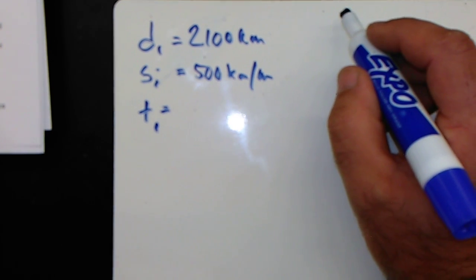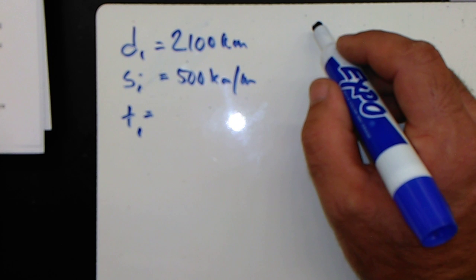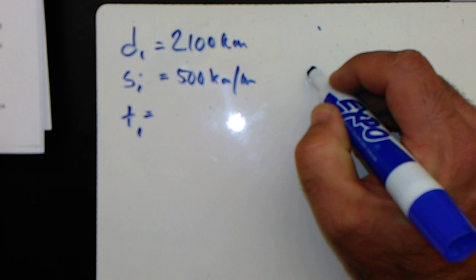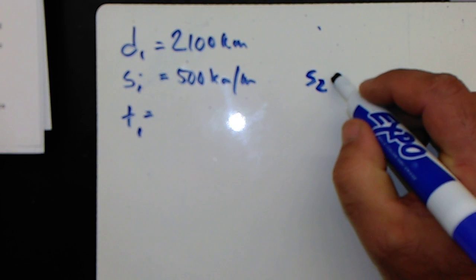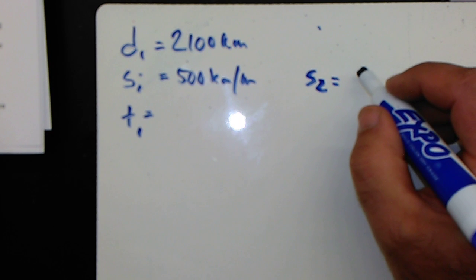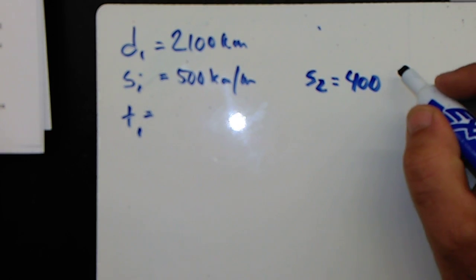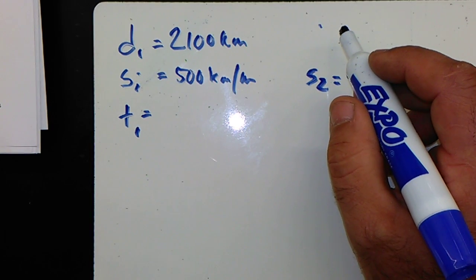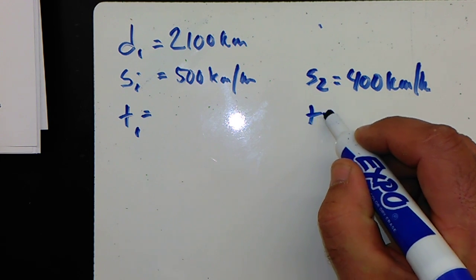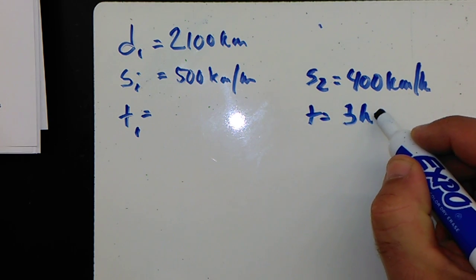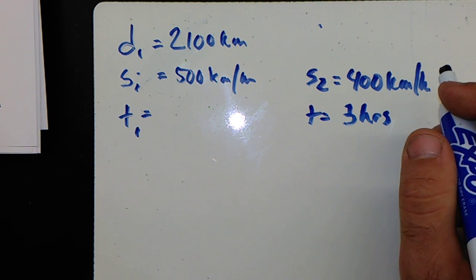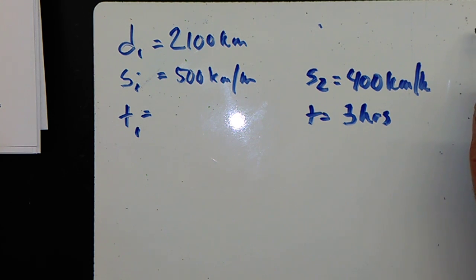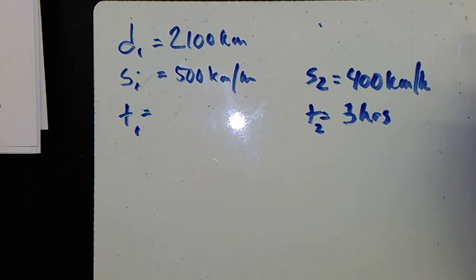For the second part of the trip, it's giving us a speed. So speed of the second part is equivalent to 400, and then it says for the next 3 hours. So the time of the second one is 3 hours. And then it says it travels the last 400 kilometers. So that's the last 400.